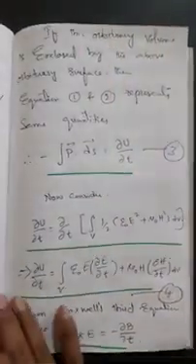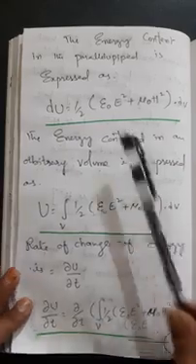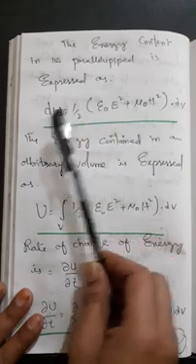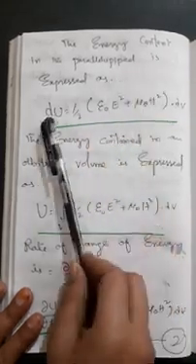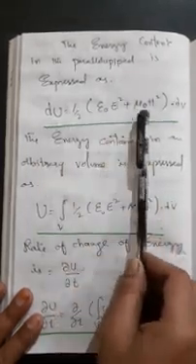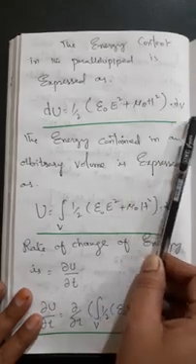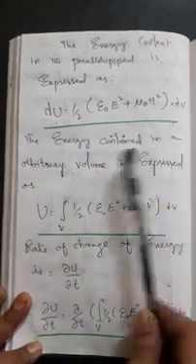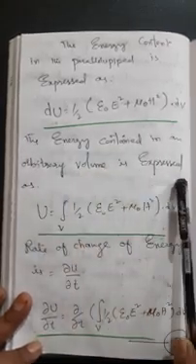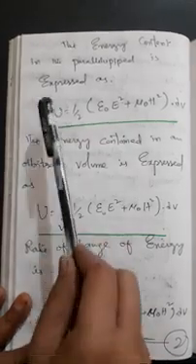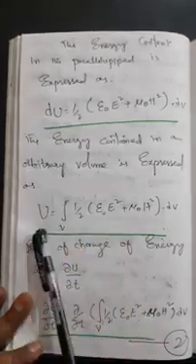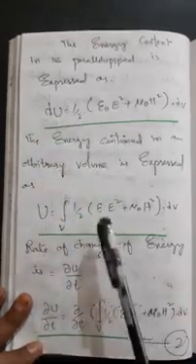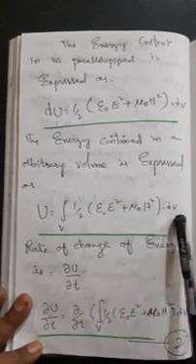Now the energy content in the parallelepiped can be given as dU is equal to 1 by 2 epsilon naught E square plus mu naught H square dV. Now the total energy contained in an arbitrary volume is obtained by integrating this. So U is equal to the integral of 1 by 2 epsilon naught E square plus mu naught H square dV.